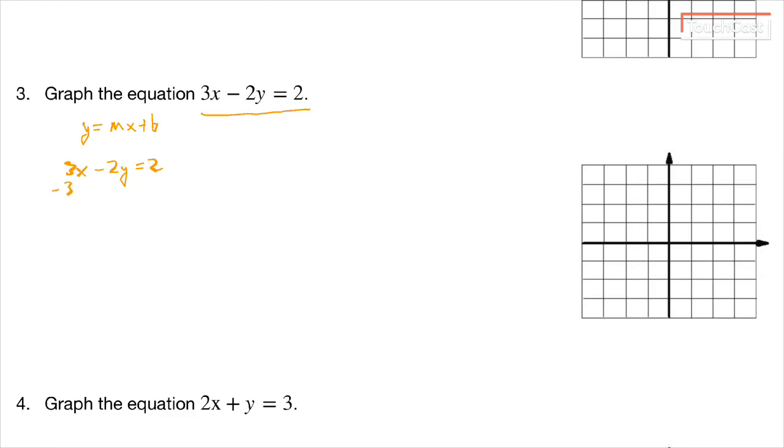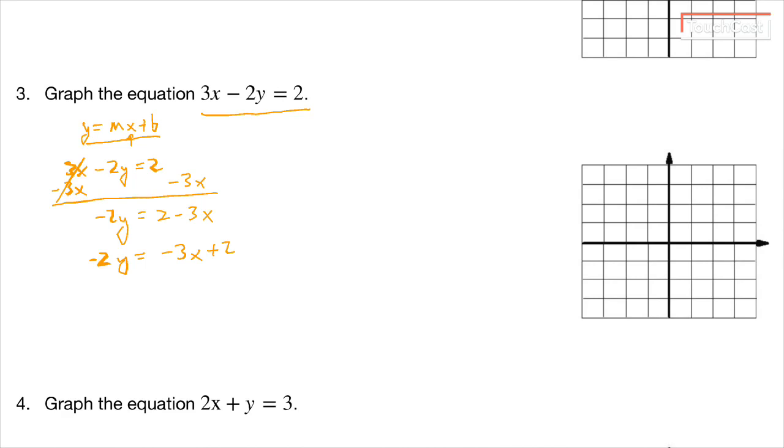So if I subtract 3x from both sides, that gives me negative 2y, because these guys just cancel out, equals 2 minus 3x. Now the 3x is on the wrong side if you want it in the y equals mx plus b format, because the x is the first term on the right side of the equal sign. So let's just reformat this. Equals negative 3x plus 2.